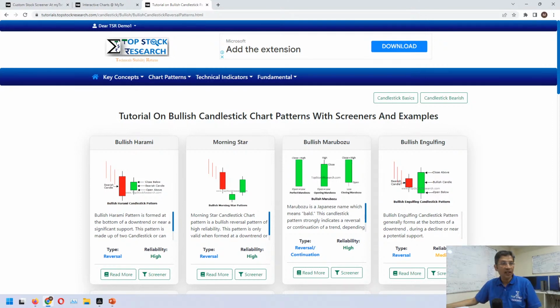So engulfing is something where the latest candle completely engulfs, that means it completely surrounds the previous one, right? If it is a green candle, it is bullish engulfing. Otherwise, it is bearish engulfing, right? So this is the place. Again, it's a public view. Anybody can come. So all the common candlestick patterns are here.